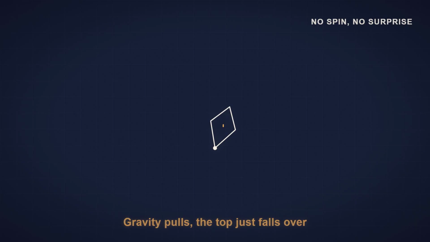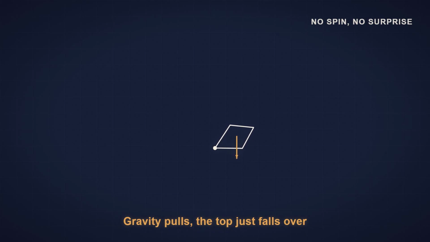Balance a top on its point, tilt it slightly, and let go without spinning it. Gravity acts on its center of mass, pulling straight down, and since that center of mass isn't directly above the pivot point anymore, the pull has leverage. The top rotates around the pivot and falls flat, exactly the way you'd expect any tipped object to fall. There's no mystery in this case.